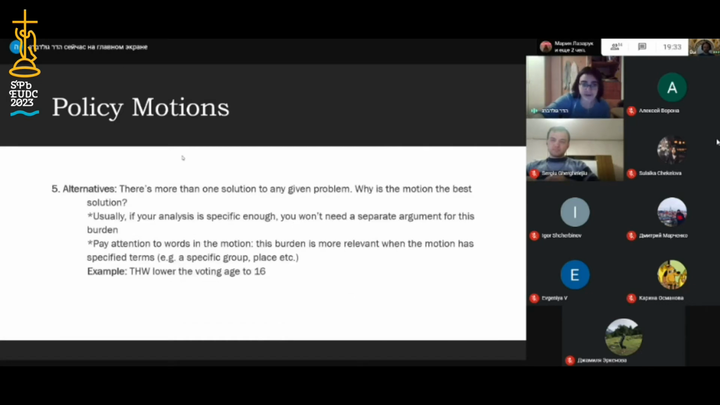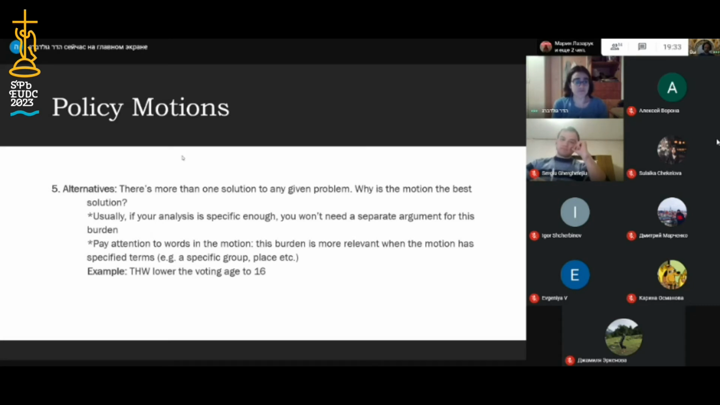And the last burden for policy motions will be the one of alternatives. I will say it is not always a burden. It is the least common one of them. We'll talk about this soon. We need to prioritize between burdens. But often, there is more than just one solution to a given problem. And we need to show not only that the motion solves the problem, but that it is the best way to solve the problem as opposed to other ways to solve it.